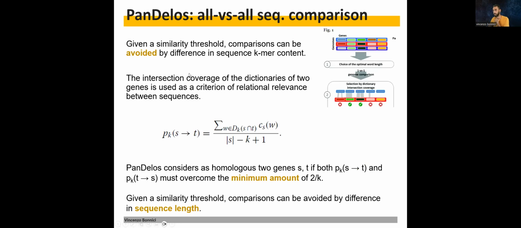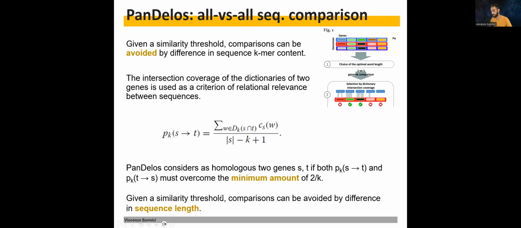Then we perform all versus all sequence comparison, but before, we run a selection by dictionary intersection coverage, which means, given two genes S and T, we compute their dictionary, that is the set of k-mers that are present in each of these two genes. If we compute the intersection between these two sets, this intersection must have a minimum size of 2 over k, where k is the word length.